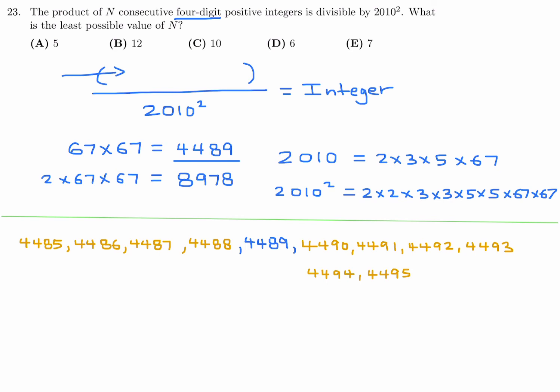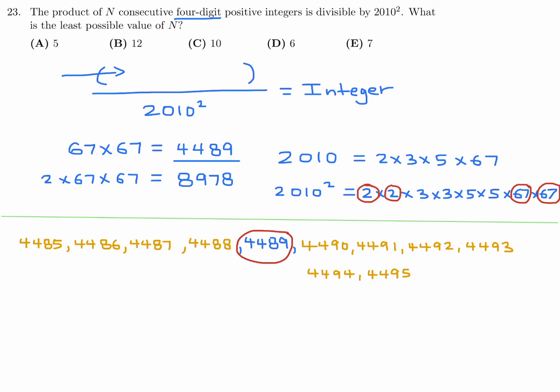So I'm starting with 4489. 4489 is obviously divisible by 67 times 67. So that means this one takes care of both 67s. Now we can go in either direction. It doesn't really matter. I'll just go this way and then we'll see what happens. 4488 is obviously divisible by 2, and it's divisible by 2 once again, so it takes care of two 2s.